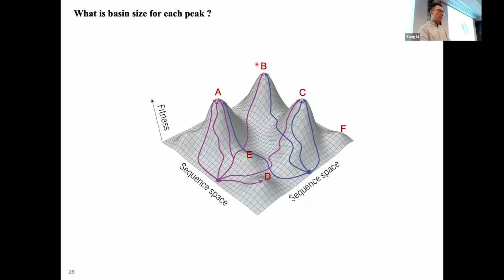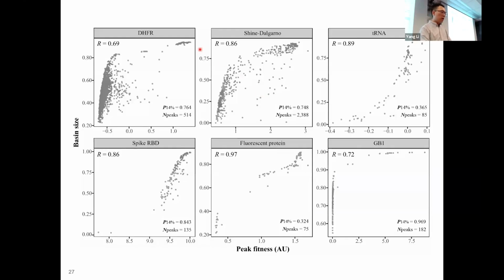Large or high-fitness peaks are supposed to have a high basin size, so they have larger attraction. We calculated the basin size for 6 empirical landscapes, where the x-axis is the peak's fitness. Each peak has many variants that can reach it by adaptive walk. Basin size is the number of genotypes that can reach the peak divided by the whole landscape. You can find the correlation is positive and high.